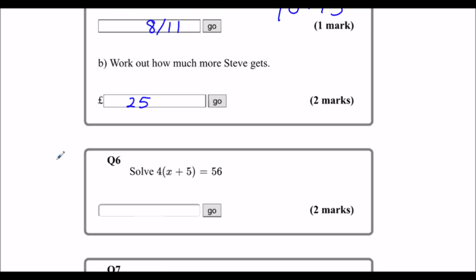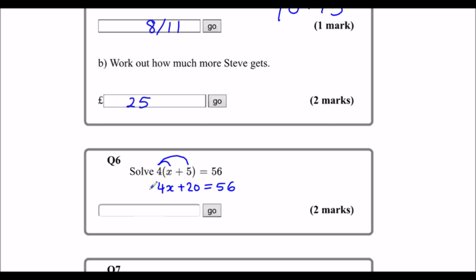Question 6. Solve 4 times (x + 5) equals 56. So the first thing I'm going to do here is get rid of the bracket, and that's called expanding. So I'm going to expand the bracket. 4 times x is 4x. 4 times 5 is 20. So I've got 4x + 20 = 56.